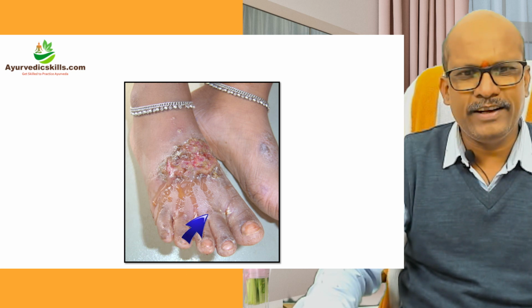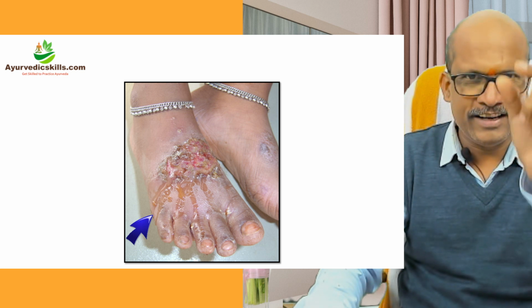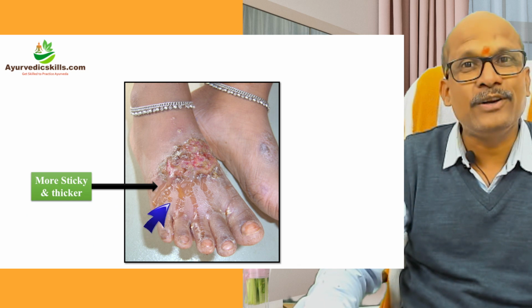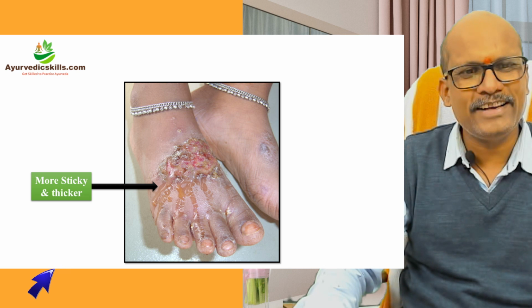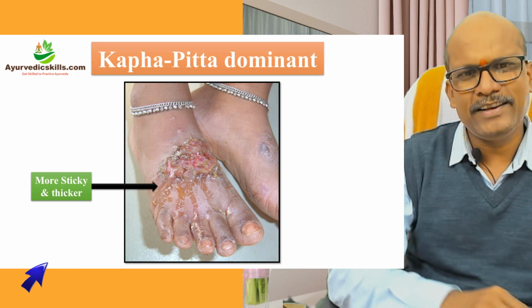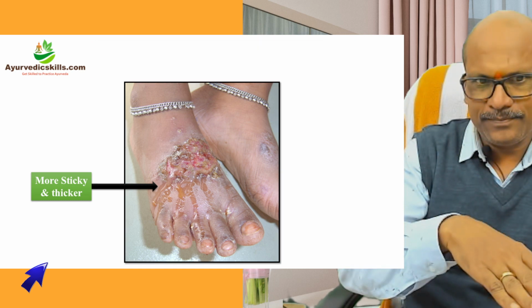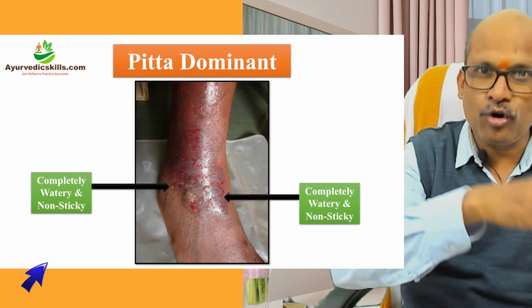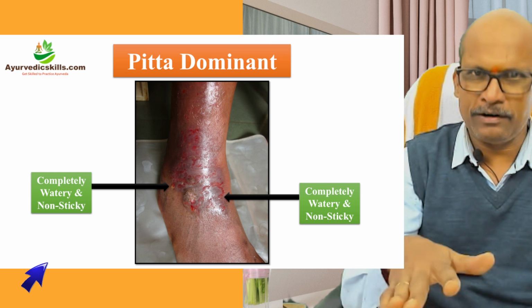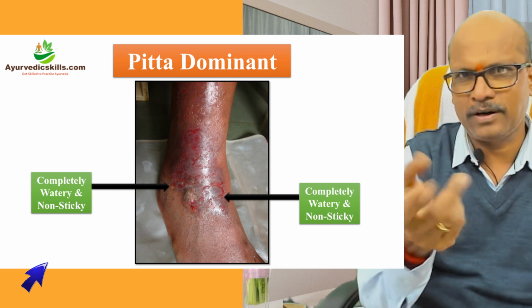The Srava has come out and fallen out, but it has left stained, dry patches. So it is more sticky and comparatively thicker. What will be the dosha here? Here it is Kapha Pitta dominant. In the previous, more watery condition, that means Lasika, it is more Pitta, no Kapha at all, or maybe just traces of Kapha.